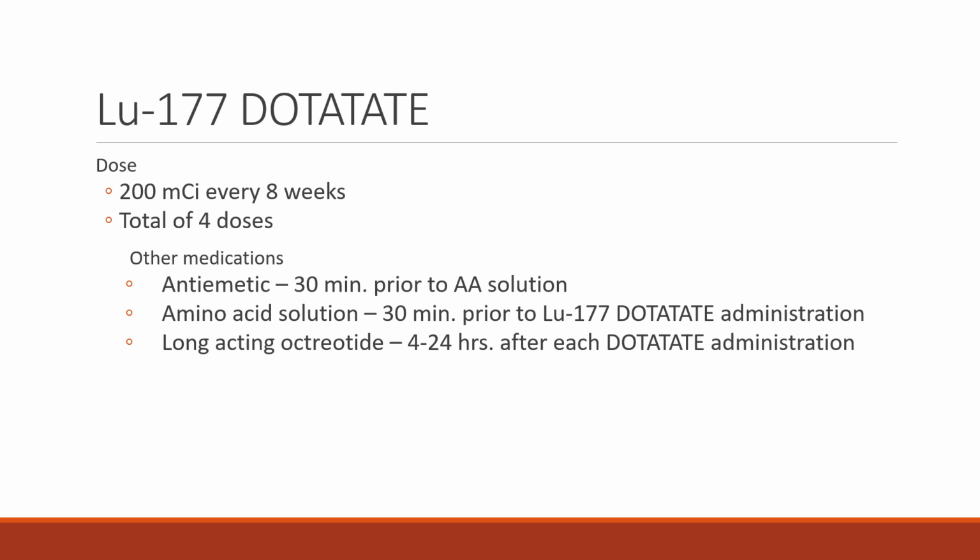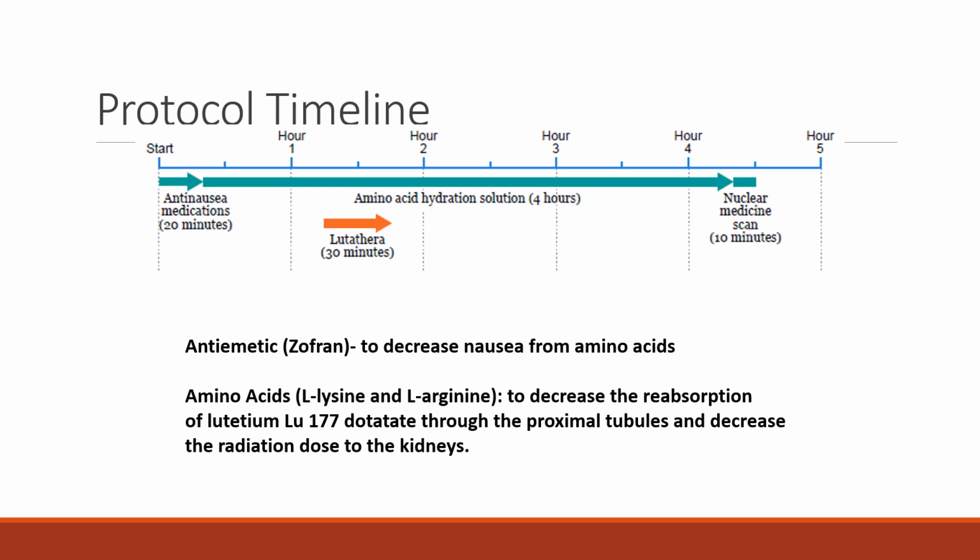They help them heal. And then after the therapy is given, a long-acting octreotide is added, and this is done to help control the symptoms as well. So they get 3 adjunctive medications with this one, 2 of them before the Lutathera and then 1 after. So this is the protocol.